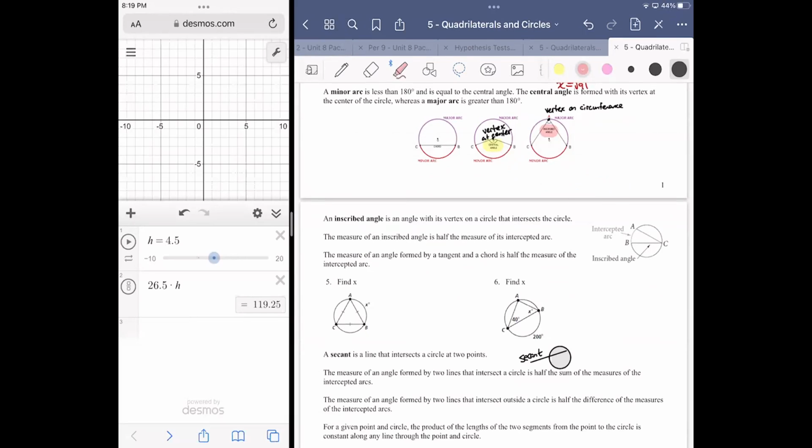Now, the inscribed angle is always half the measure of the intercepted arc. The measure of the angle formed by the tangent and the chord is half the measure of the intercepted arc. So that one's kind of weird. But the intercepted arc, if you look at this diagram, you have your inscribed angle, which would be right here. This would be my intercepted arc right here. Those measures are proportional to one another. The inscribed angle has half the measure of the angular measure of the intercepted arc.